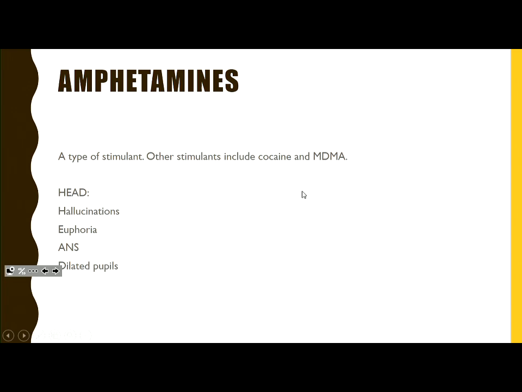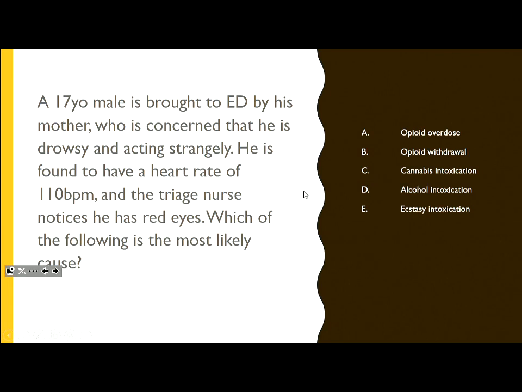Okay, a few more questions. A 17-year-old male is brought to ED by his mother, who is concerned that he is drowsy and acting strangely. He is found to have a heart rate of 110 beats per minute, and the triage nurse notices he has red eyes. Which of the following is the most likely cause? Yeah, so pretty simple one. Red eyes kind of tells you, but also the other signs, cannabis.